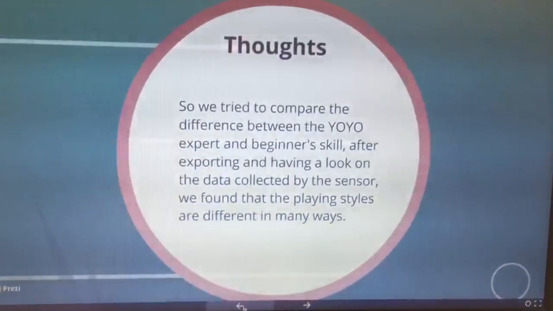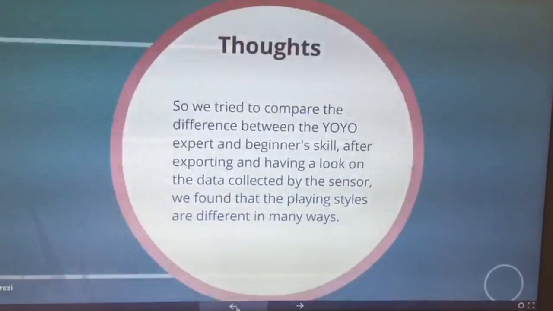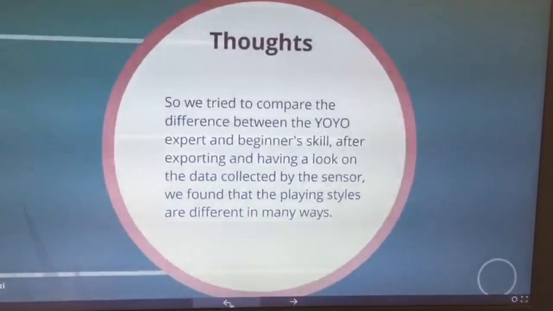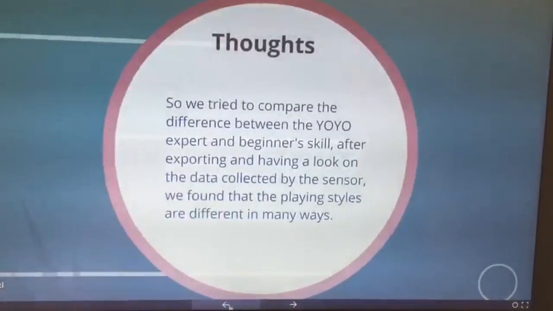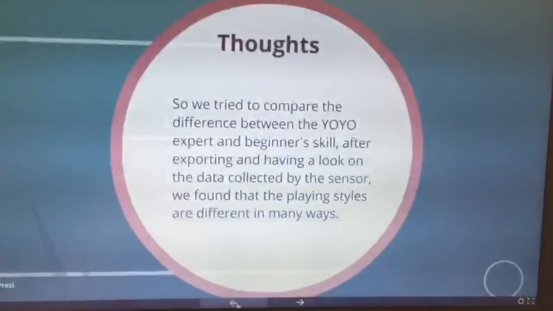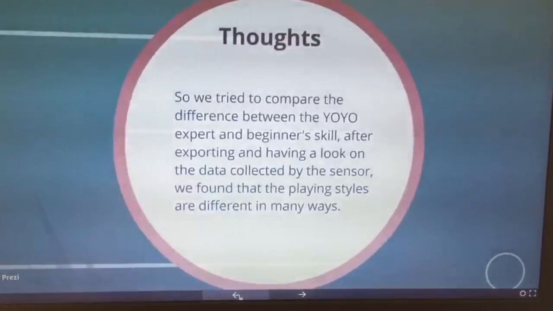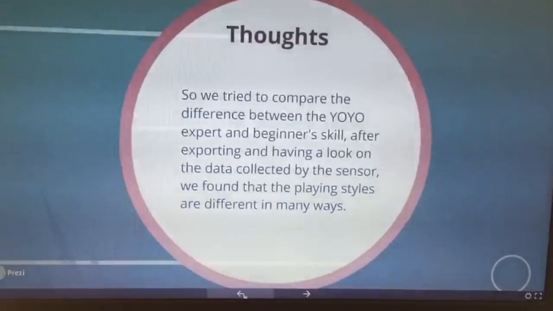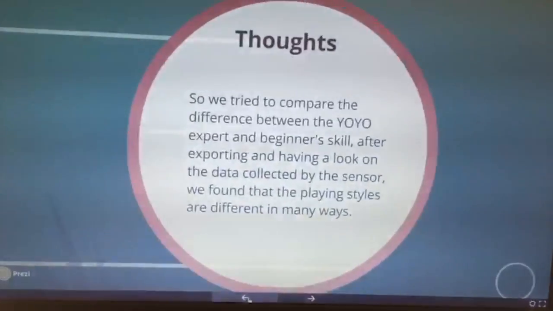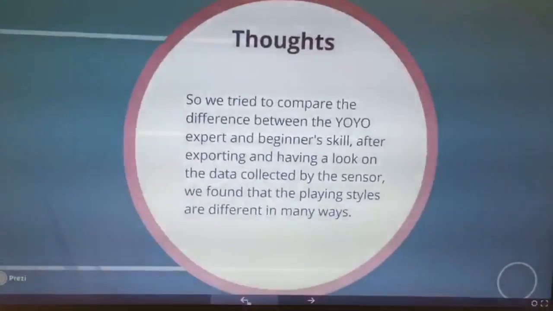For our case study, we were trying to find out the difference between the yo-yo expert and beginner playing styles. After recording the two people playing yo-yo, we could see pretty clearly that their difference is huge. And after looking at the data collected by the device, we could find their playing styles are different in many ways.